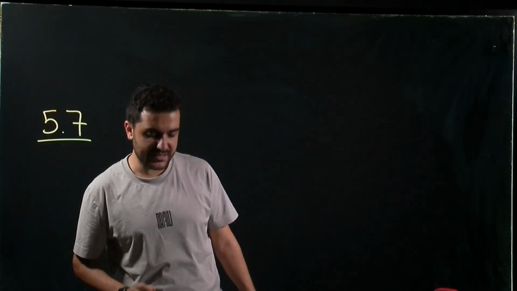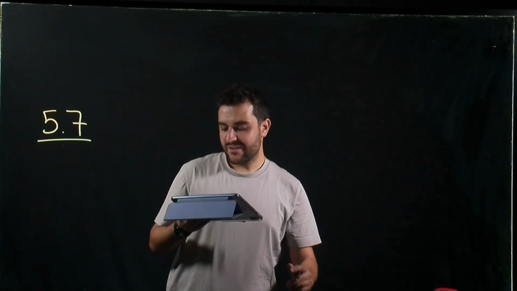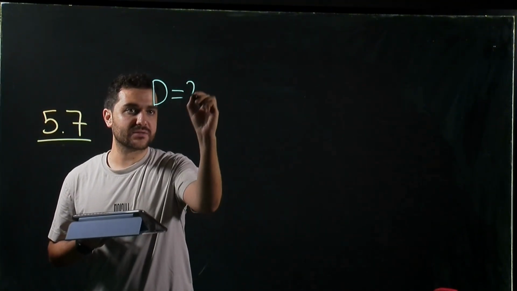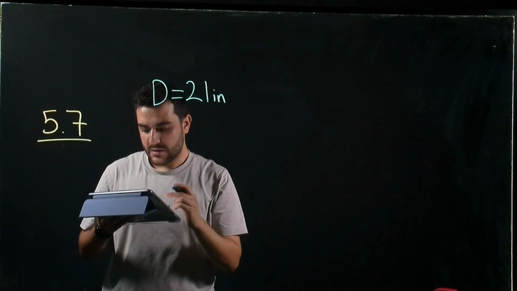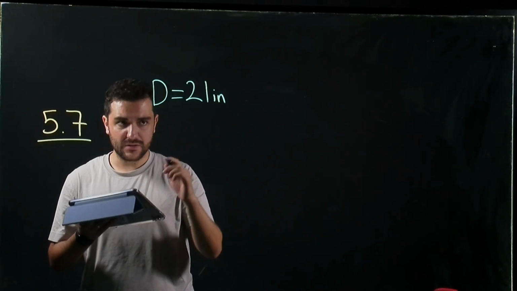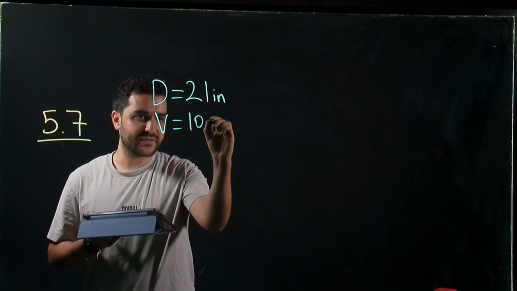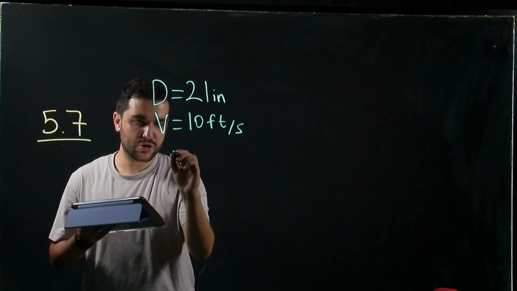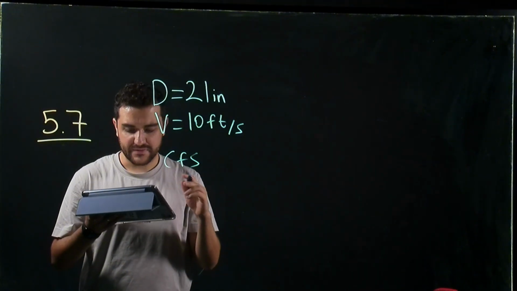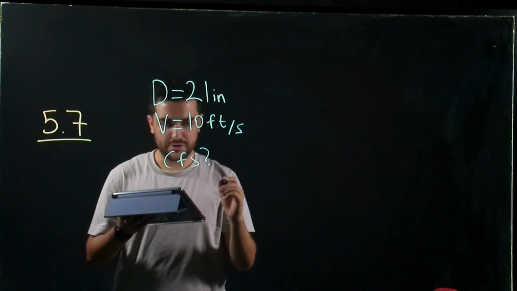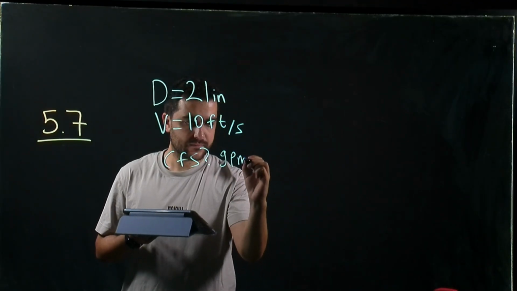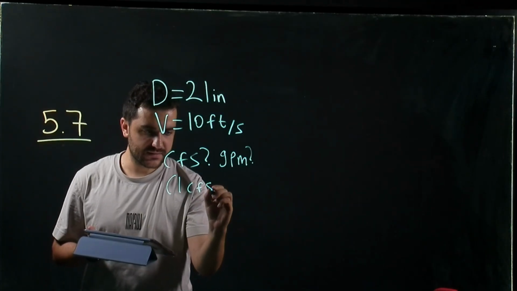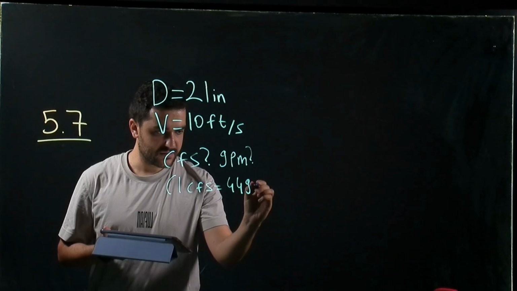This is question 5.7. We have a pipe with a 21-inch diameter, so D is equal to 21 inch, and it is carrying water with a velocity of 10 feet per second. What is the discharge in cubic feet per second, and also in gallons per minute? Also, in the question, it is given that 1 CFS is equal to 449 GPM.